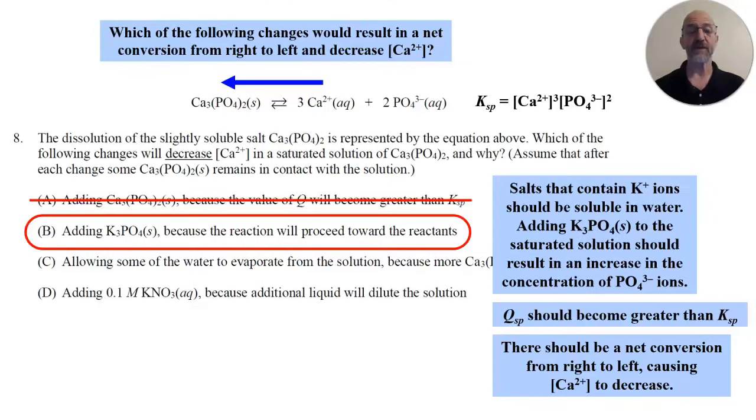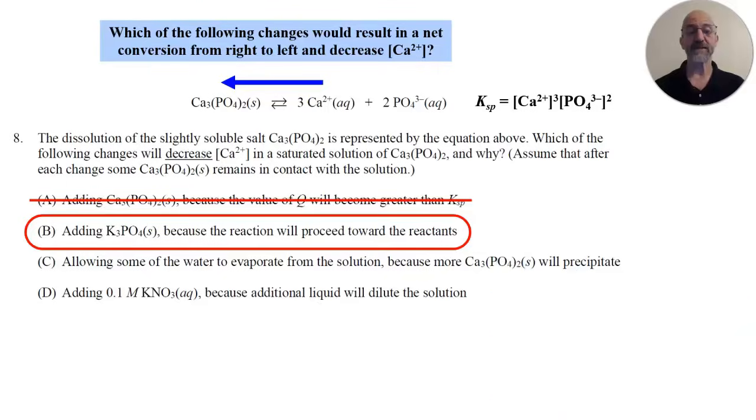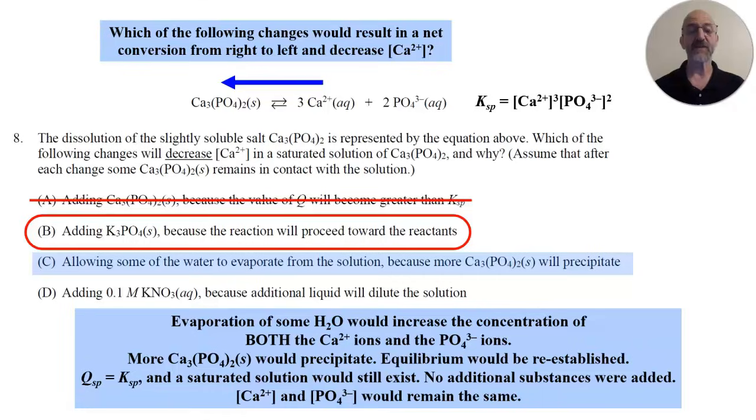Now let's go ahead and just make sure that choice B is correct. So I will still consider choices C and D just to make sure that they are not the correct answer. So moving on to choice C. Choice C says allowing some of the water to evaporate from the solution because more solid calcium phosphate will precipitate. So if you have a saturated solution and you evaporate some of the water, well, this would increase both ions' concentration. So if you remove some water by evaporation, both ions would increase.